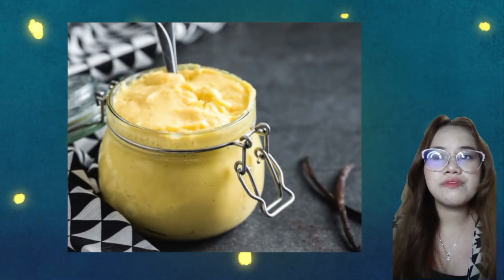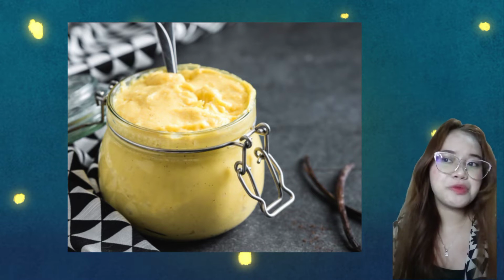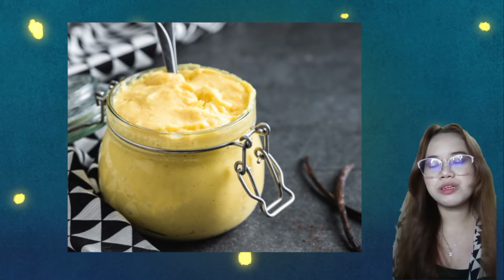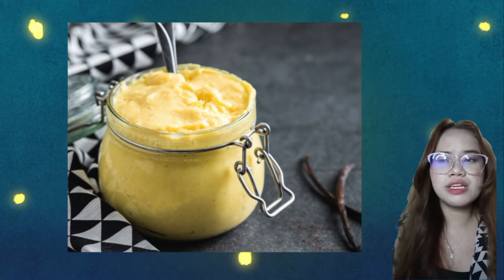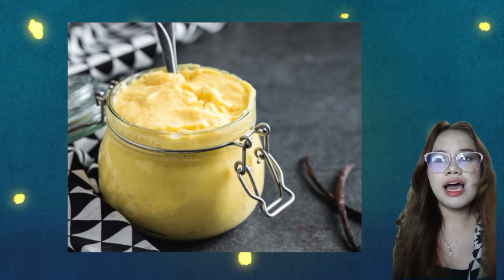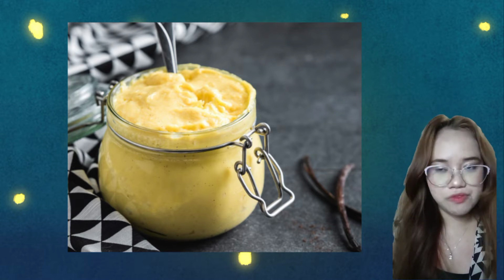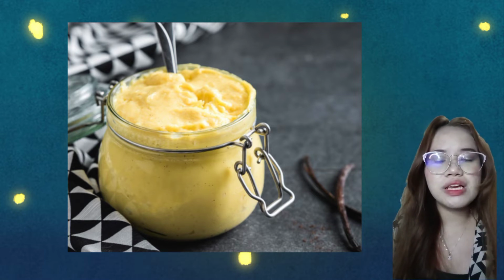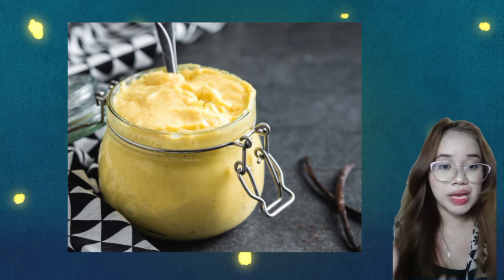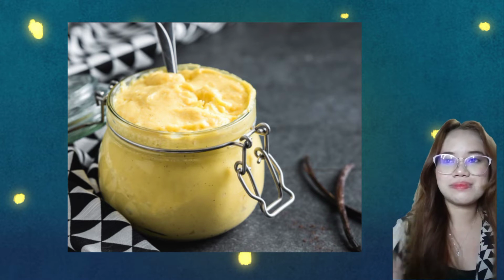Okay, we have the crème pâtissière. So they are thick, creamy custard made of simple ingredients and usually flavored with vanilla, most often used in fruit tarts and cream puffs. Patisserie is a French or Belgian bakery that specializes in pastries and sweets.